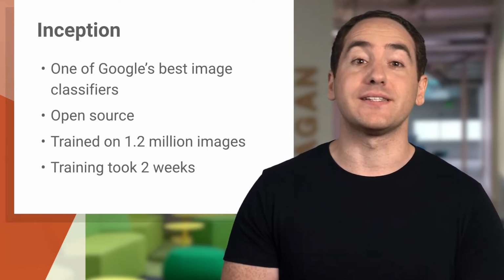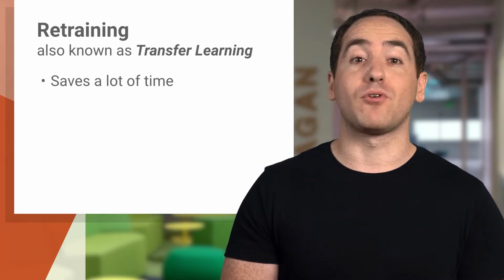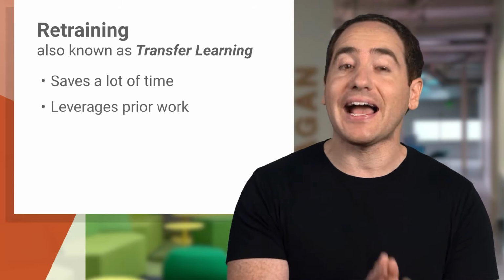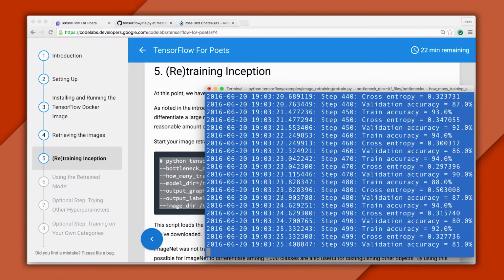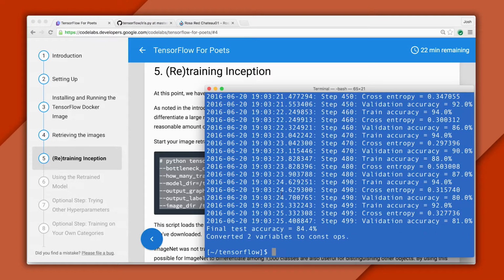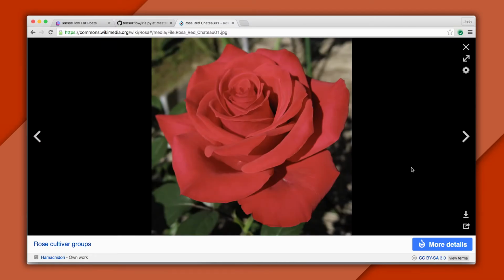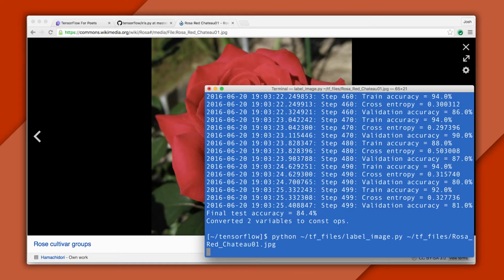In TensorFlow for Poets, we'll begin with Inception and then use a technique called retraining to adjust it to work with our images. This lets us reuse some of the parameters Inception has previously learned so we can create a new high-accuracy classifier with far less training data. I'll fast forward till our training finishes, and once we have a trained classifier, we can try it out. To do that, I'll download this image of a rose from Wikimedia Commons and use our classifier to predict what type of flower it is.